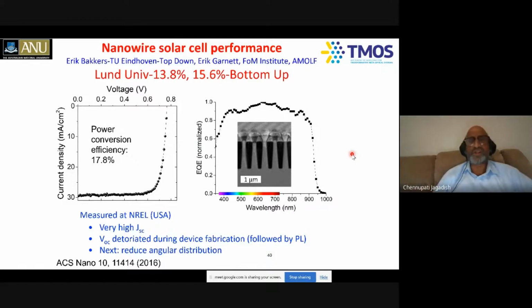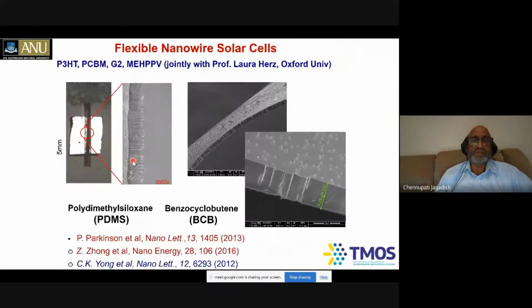Again, to cut the long story short, some of the best nanowire solar cells have been demonstrated by my colleagues at Technical University of Eindhoven, Professor Erik Bakkers, and FOM Institute in Erik Garnett's group. They've demonstrated efficiencies as high as 17.8% or so, and in saying that, it's really very, very promising. They've used the top-down approach rather than a bottom-up approach, which we use. But really, the bottom line is that nanowire solar cells have a lot of opportunity for us to make use of for enhancing the efficiency of these particular solar cells.